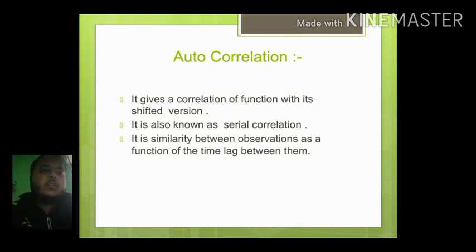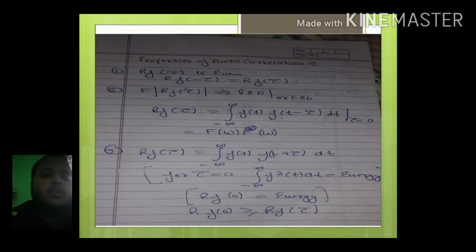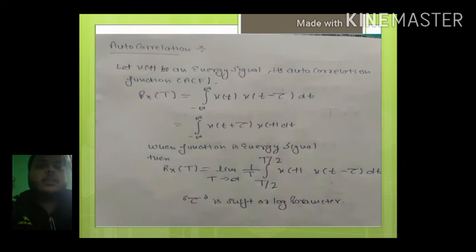First of all we are talking about autocorrelation. Autocorrelation gives a correlation of a function with its shifted version. It is also known as serial correlation. It is the similarity between observations as a function of the time lag between them. So it is the mathematical process.